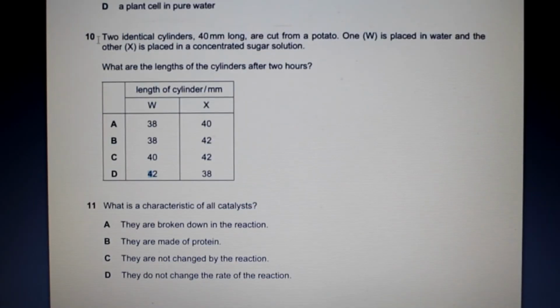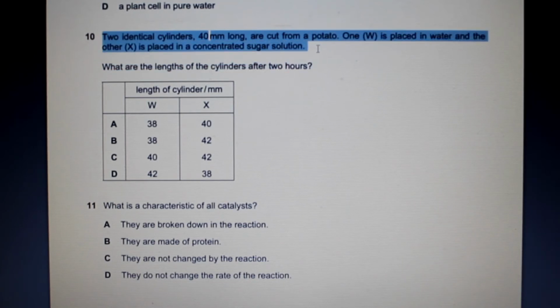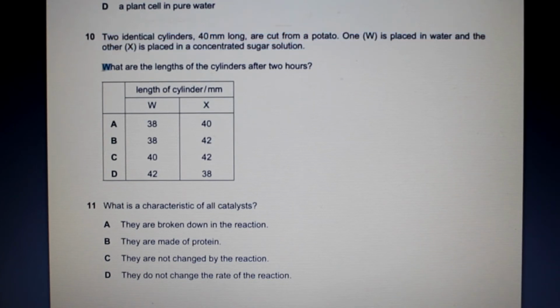Question 10 says the following: two identical cylinders 40 millimeters long are cut from a potato. One, W, is placed in water and the other, X, is placed in a concentrated sugar solution. The question asks, what are the lengths of the cylinders after 2 hours? So this is our starting length. We've got 2 cylinders, W. Let's work with that one first.